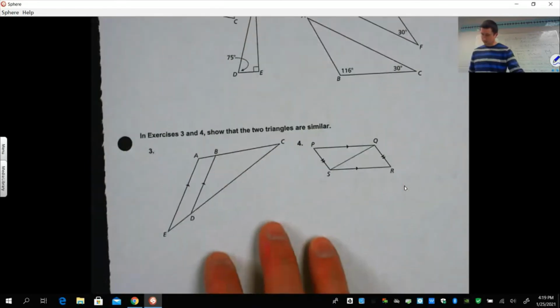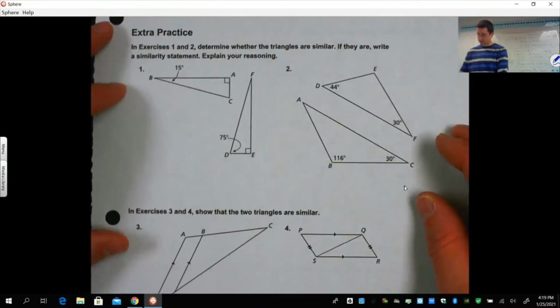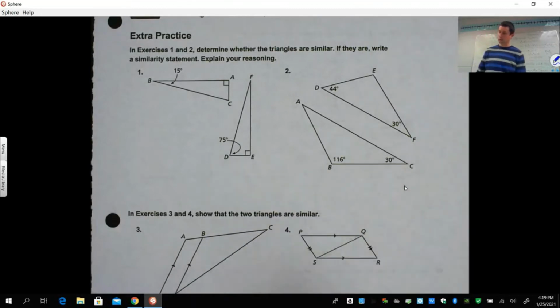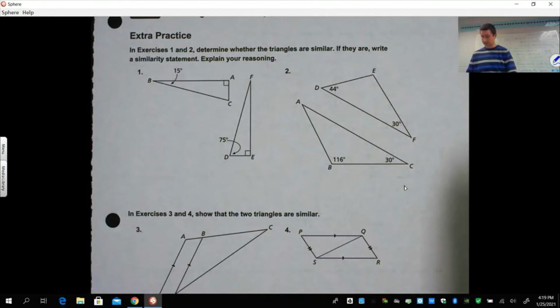Okay, so examples, question 2 on page 229. Determine whether the triangles are similar. If they are, write a similarity statement. Explain your reasoning. Your reasoning will most likely be the angle-angle similarity theorem.